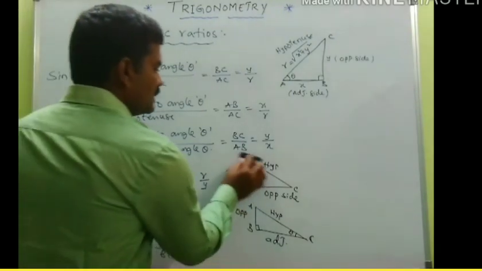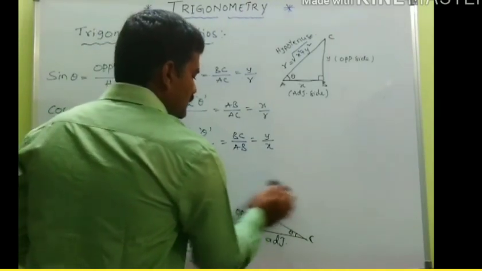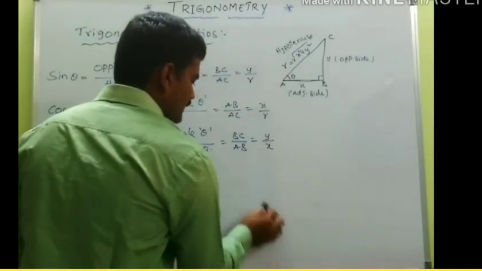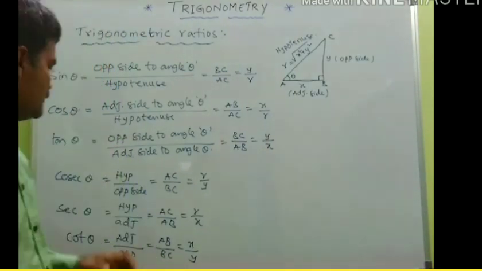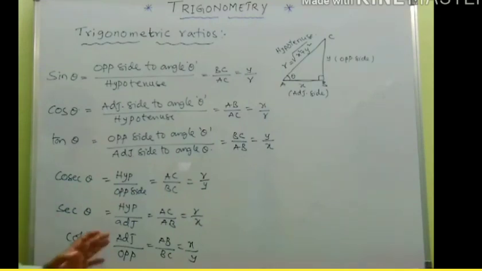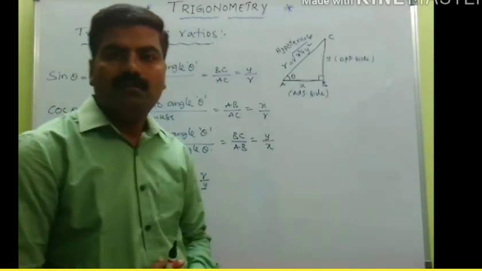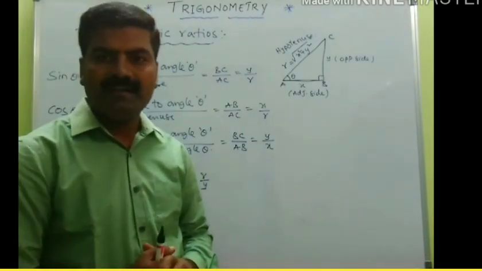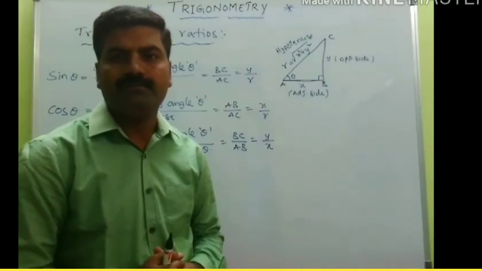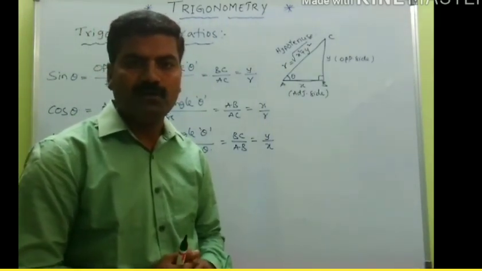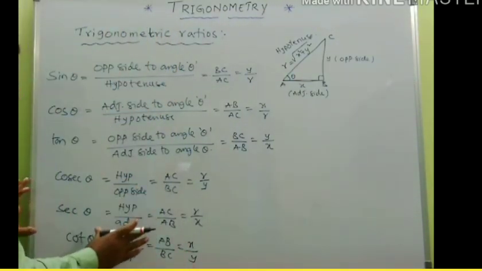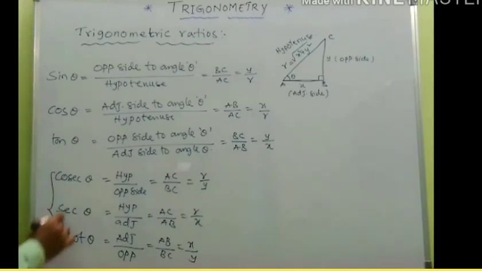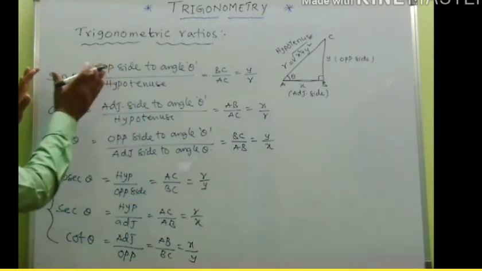Now these 6 ratios, sin theta, cos theta, tan theta, cosecant theta, secant theta and cot theta, are together called trigonometric ratios, or trigonometric functions. In the last class I already explained that the second 3 are the reciprocals of the first 3.